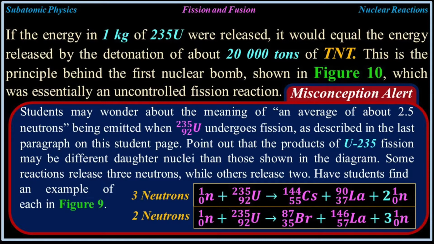A 2-neutron reaction would be 1 neutron plus uranium-235 yields cesium-144 and lanthanum-90 plus 2 neutrons. A 3-neutron reaction would be 1 neutron plus uranium-235 yields bromine-87 and lanthanum-146 plus 3 neutrons.